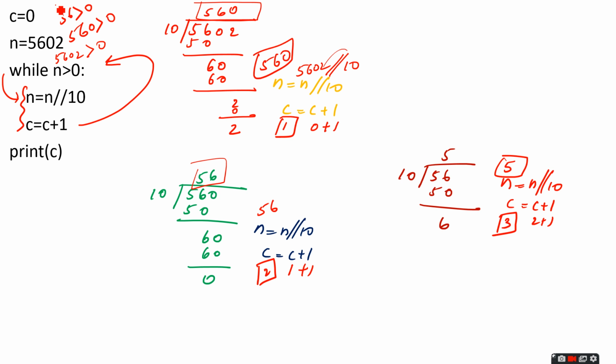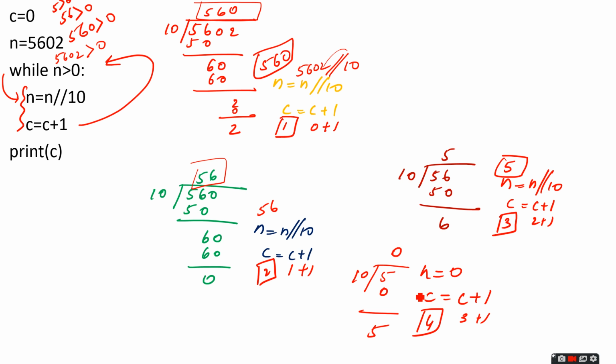Now the value of n is 5. 5 greater than 0, condition is true. Again, we will divide 5 by 10. So we'll get 0 as the quotient, remainder as 5. Now the division is possible. c equal to c plus 1. So 3 plus 1, it will be 4. And the value of n is 0. Now we will go back to the loop. We will check 0 greater than 0. Condition is false. So we'll come out of the loop. We will print c. So the value of c is 4. That means 4 digits are there.